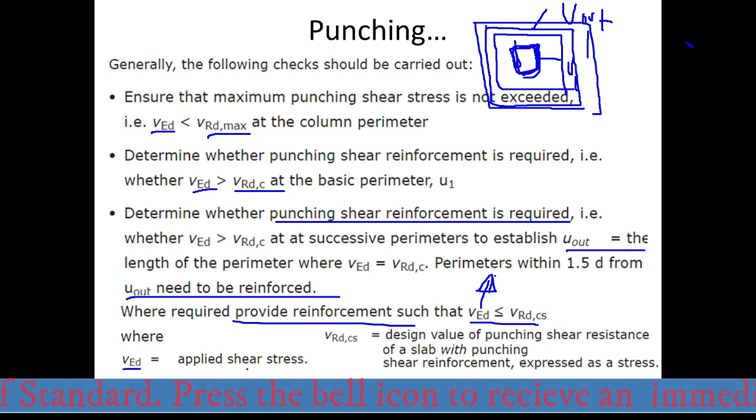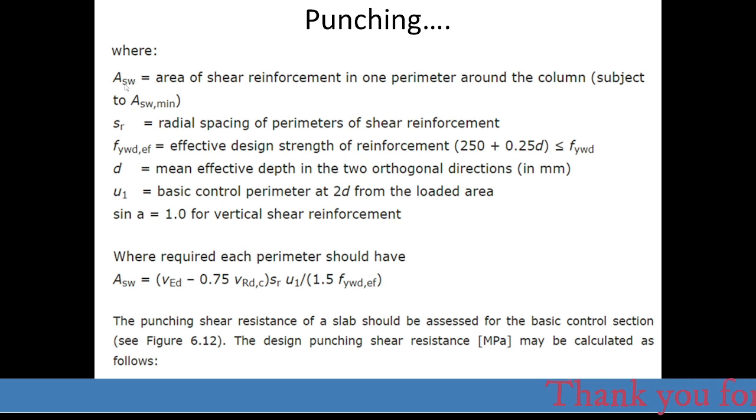Here VED is the shear stress, VRD,cs is the shear resistance of the reinforced concrete slab, and VRD,max is the design value of the maximum punching shear resistance expressed as stress. VRD,cs equals this formula. We can use this formula, and we have already developed a spreadsheet to design the flat slab for punching shear. Here Asw is the area of shear reinforcement in one perimeter, so we need to calculate the punching shear reinforcement required in one perimeter. And sr is the radial spacing of perimeters of shear reinforcement.